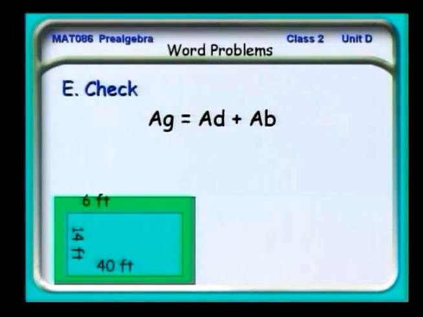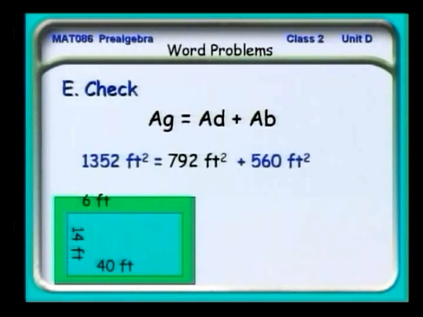by seeing that the area of the green rectangle is the area of the decking plus the area of the blue. In other words, if the total area of that whole rectangle is 1,352 square feet, that's got to be equal to the area of the decking, which we calculated as the part of the problem, plus the 560 square feet of the pool. And we see that that does add up, so we can give the frog a big hello, and we've done this problem correctly.